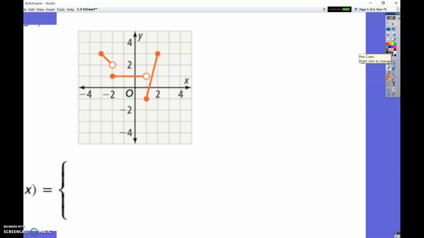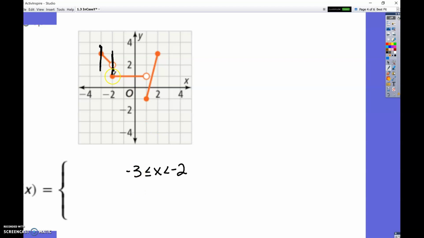The next step they tell us is to identify the domain. So I'm going to think about bookends here. Here would be my first start and stop. That's from -3 to -2. So I'm going to go -3 is less than or equal to x is less than -2. Notice how I did not use the equals to on the second one because it's open.